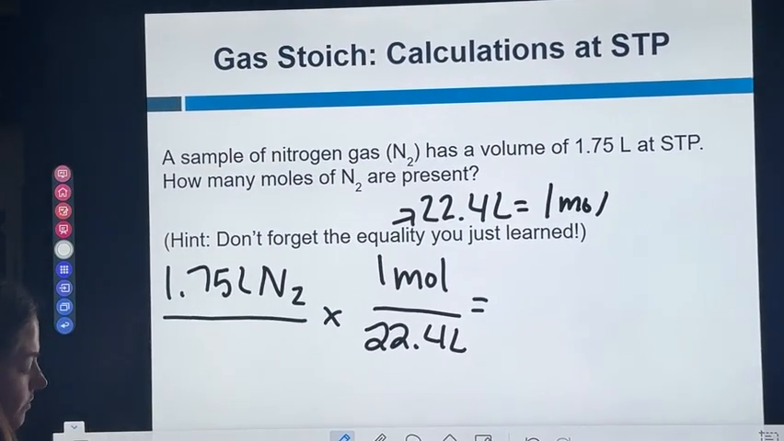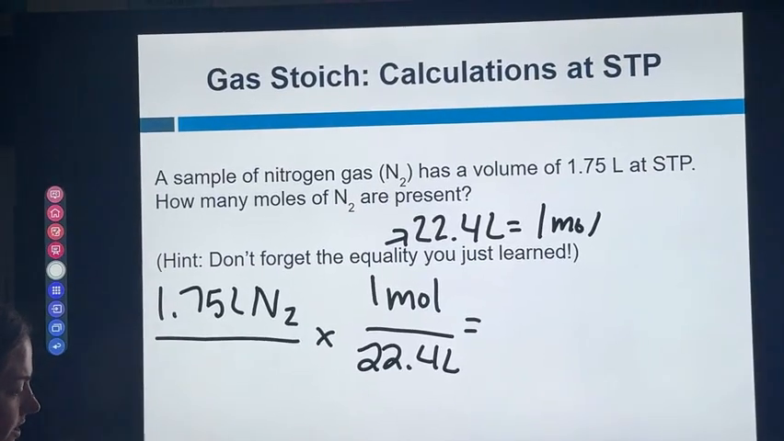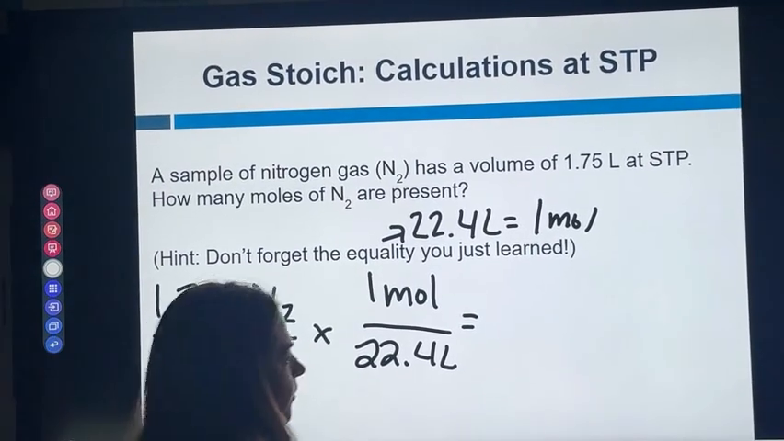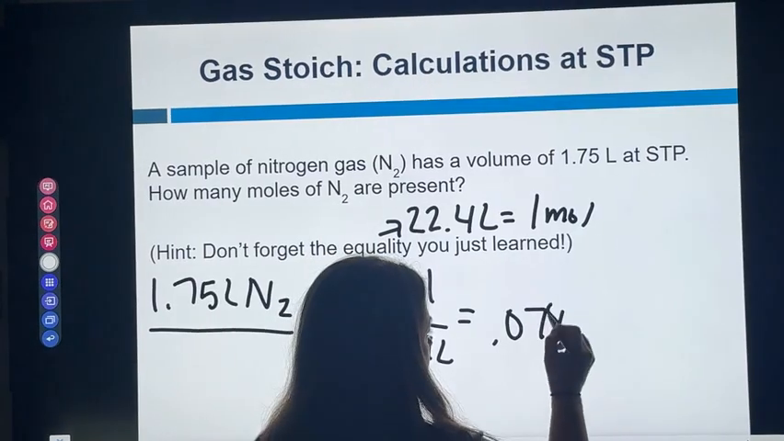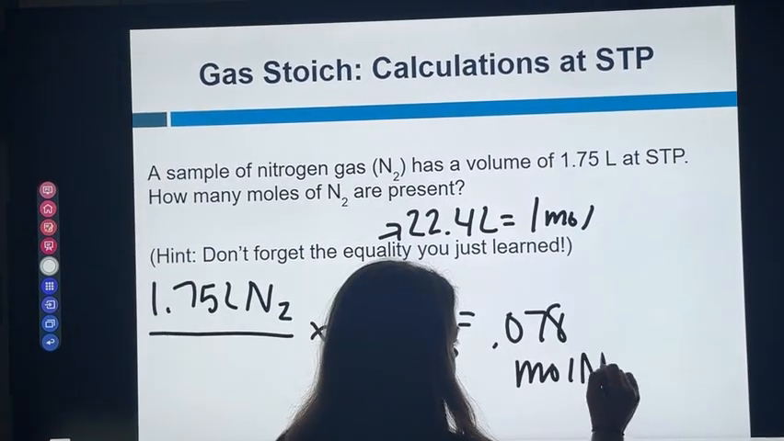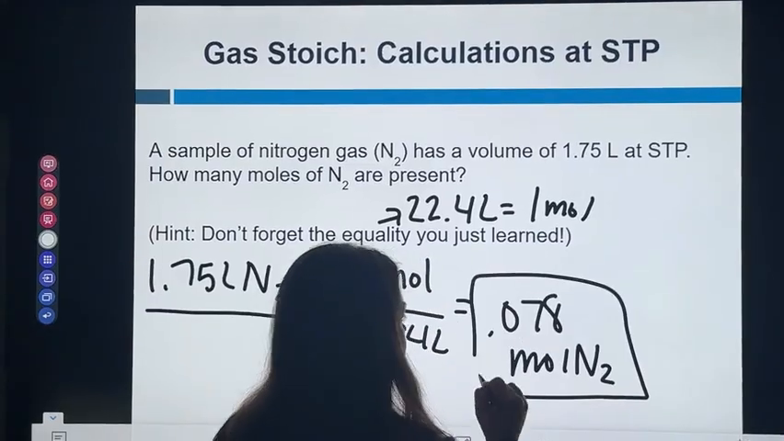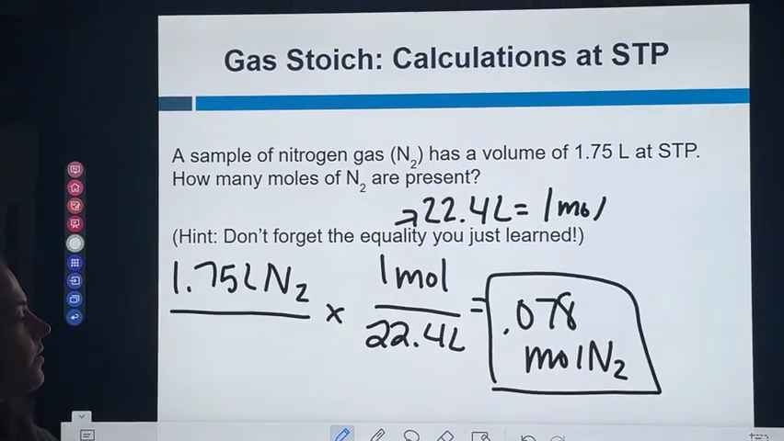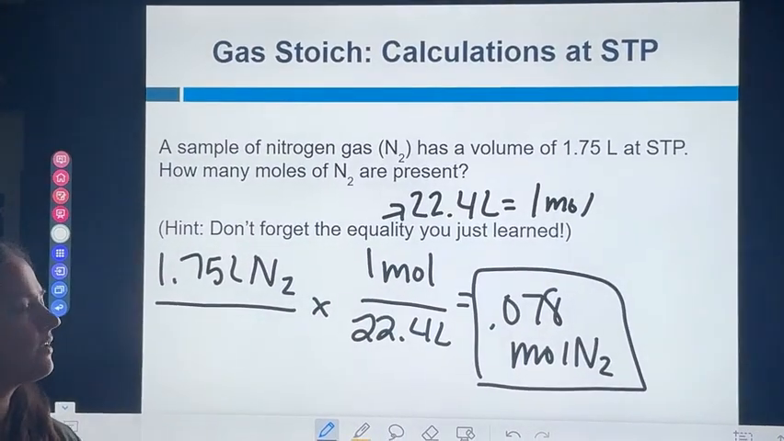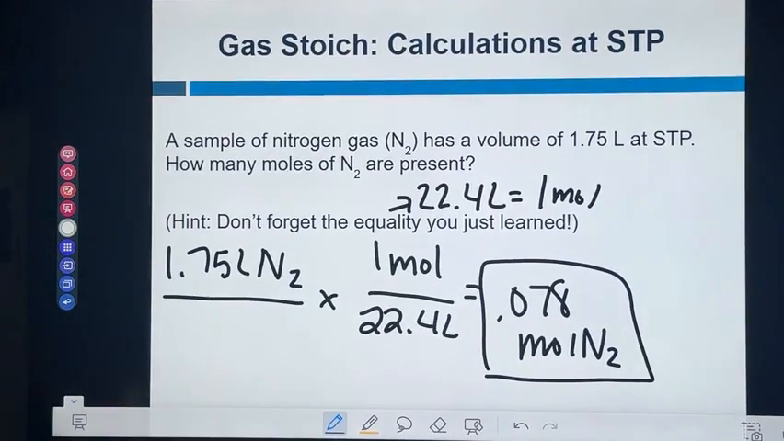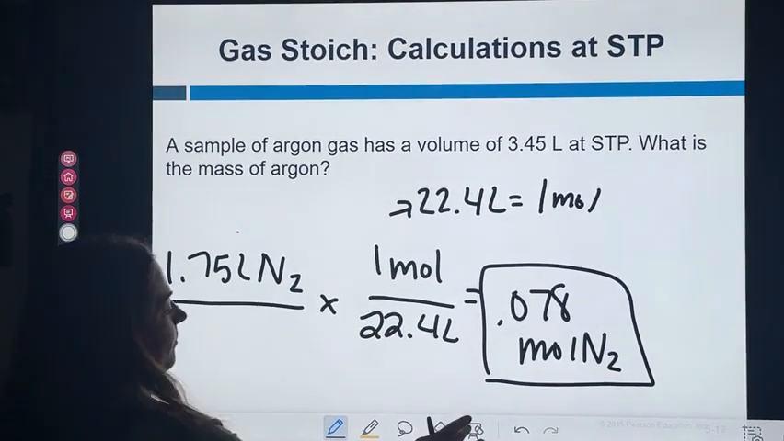We have 1.75 divided by 22.4, and we get 0.078 moles of N2. So that one is pretty straightforward. You just need that equality: 22.4 liters is equal to 1 mole. All right, let's try another one.